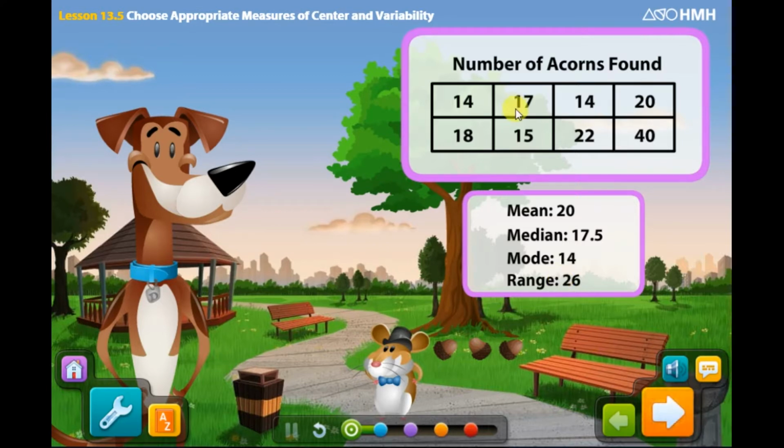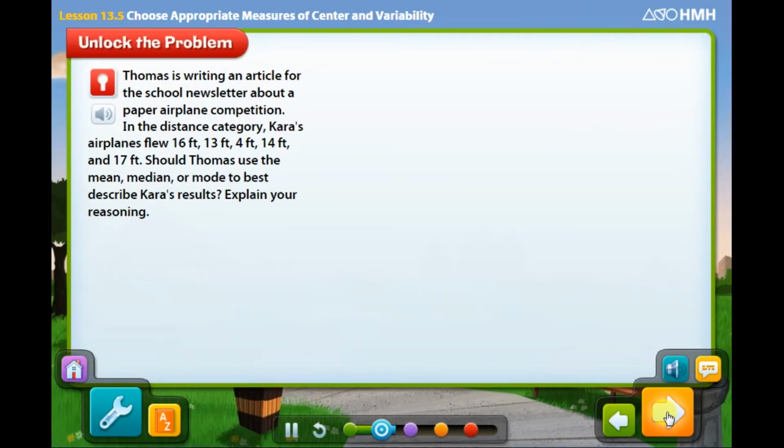We first have to put the numbers in order so we can find which number is just in the middle of this group of numbers. So let's see, and I will explain more. Let's find and compare the mean, median, and mode of a data set. Let's read the question first.